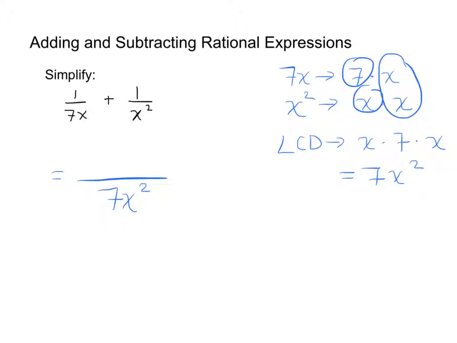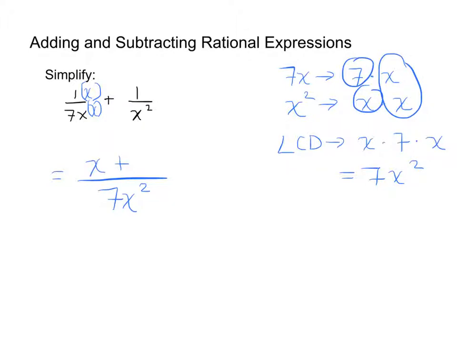What do I have to multiply the first denominator by to change it into a 7x squared? x. So I'll multiply by x on the top and on the bottom. Multiply by x. 1 times x is x. So that's the new numerator. I'll take the plus from there.